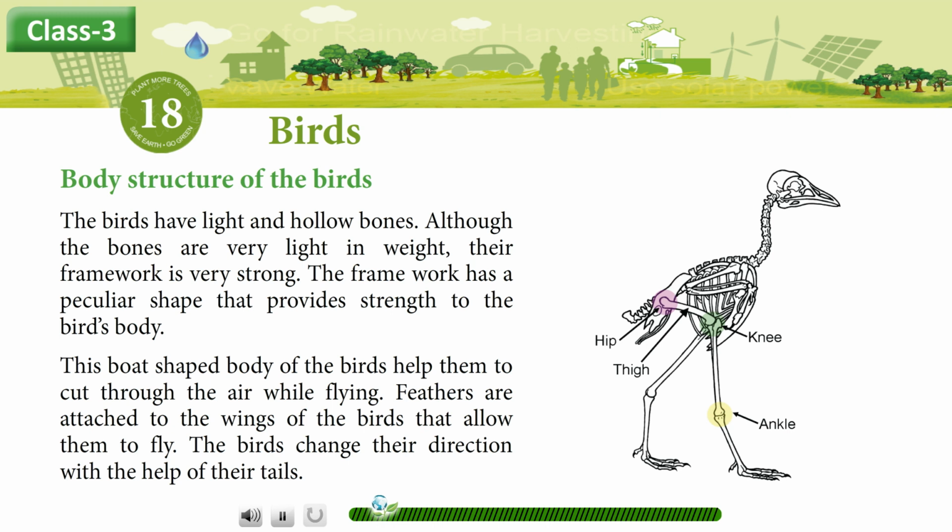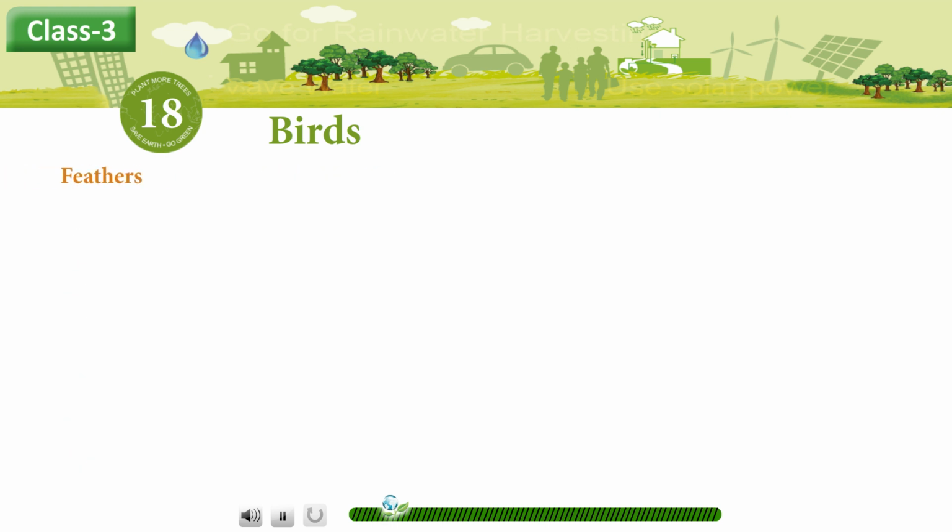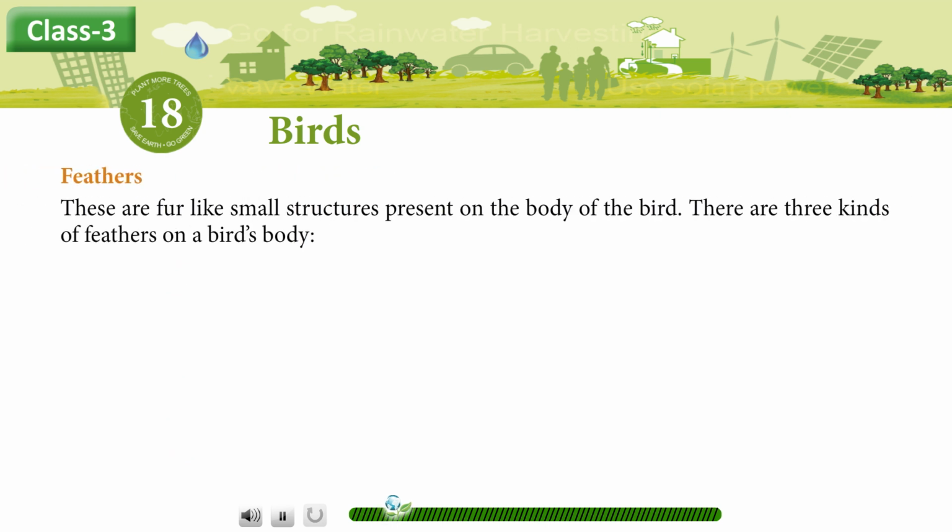Feathers are attached to the wings of the birds that allow them to fly. The birds change their direction with the help of their tails. Hip, thigh, knee, ankle. Feathers. These are fur-like small structures present on the body of the bird.